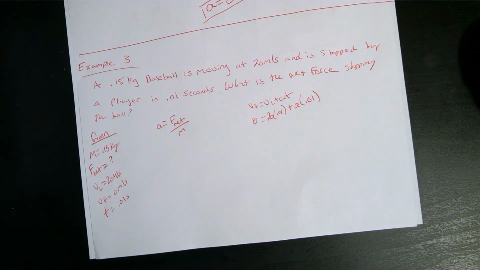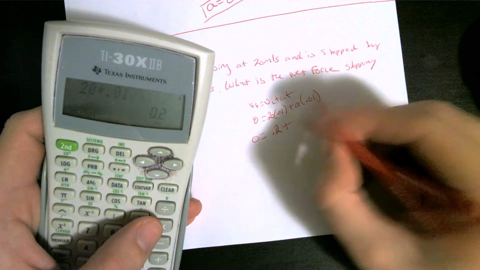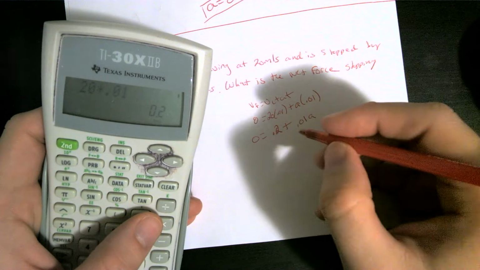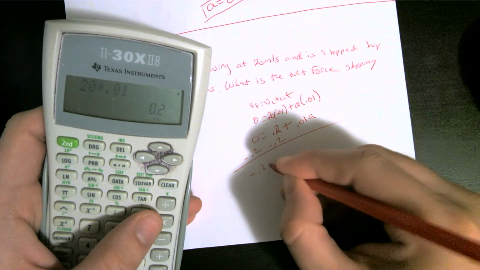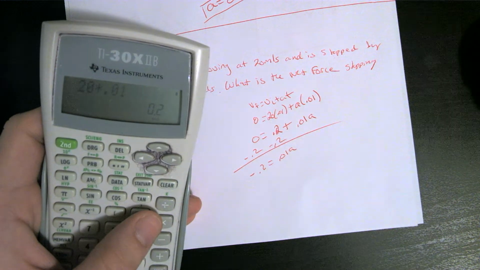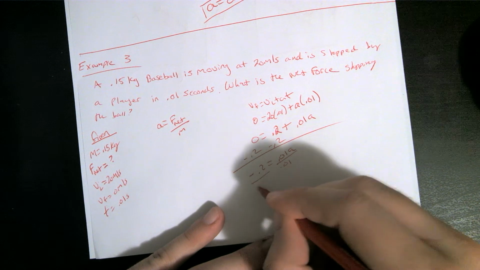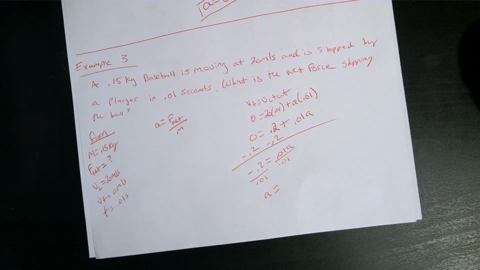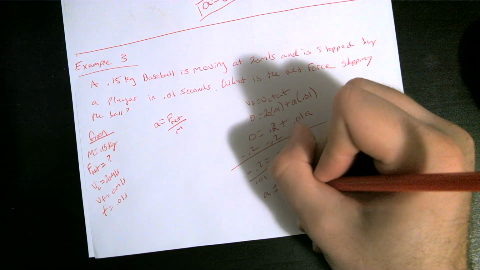Well, now plugging that into your calculator, 20 times 0.01 is 0.2 plus 0.01A. Well, let's minus the 0.2 to get that to the other side. So we have a negative 0.2 is equal to 0.01A. We have to get A by itself now. So divide by 0.01, divide by 0.01. A is going to give you negative 20 meters per second squared.